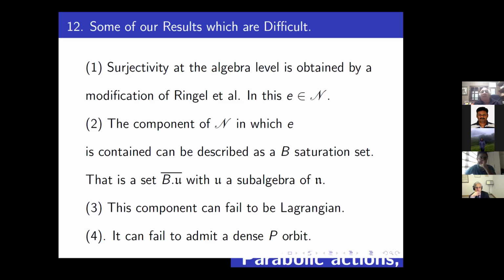So those are our main results. Questions are obviously, can you describe the other components in this way? And will they or will they not? When will they fail to contain a dense P orbit?